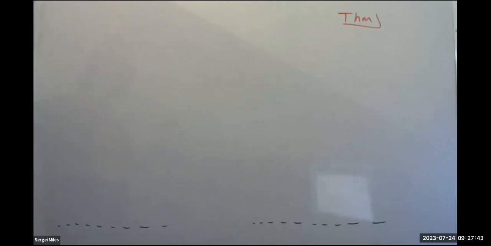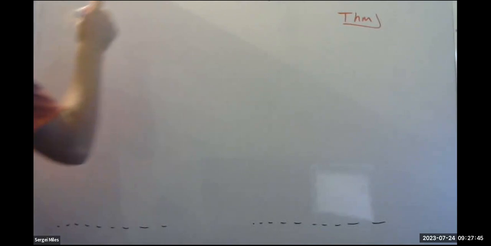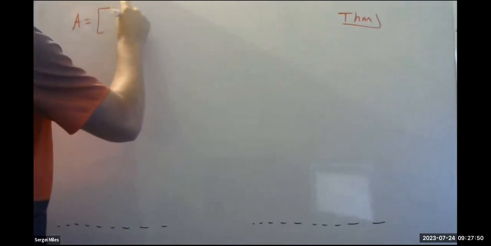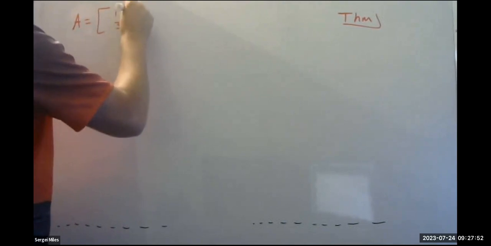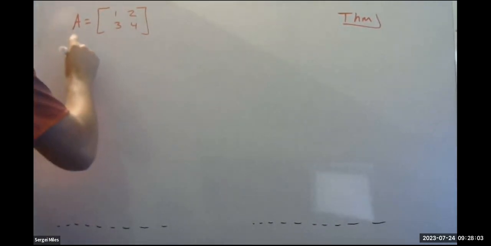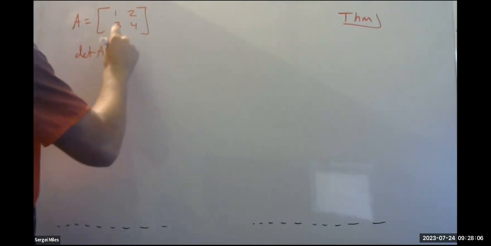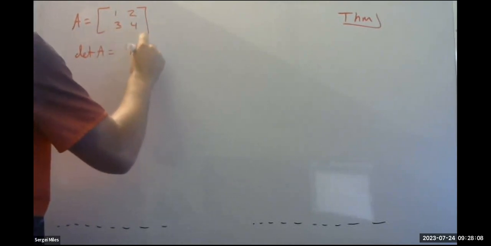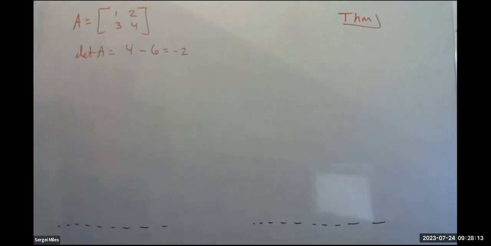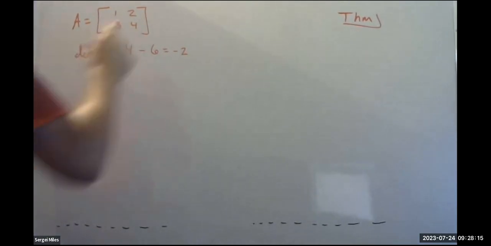So let's say that my matrix A is 1, 2, 3, 4, right? And we already know we can calculate this determinant using the formula we have for a 2 by 2. The determinant here is 4 minus 6, or in other words, -2. Okay, but what if I swap the rows?